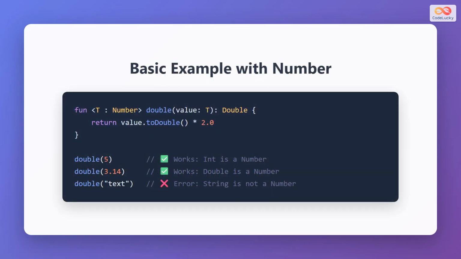Here's a practical example. We define a function called double with a generic type parameter T that has an upper bound of Number. This means T can only be a type that extends Number, such as Int, Double, Float, or Long. Inside the function, we can safely call toDouble on the value because all Number subtypes have this method. When we call double with 5 or 3.14, it works perfectly because Int and Double are both subtypes of Number. However, if we try to pass a string, the compiler rejects it with an error because String is not a Number.